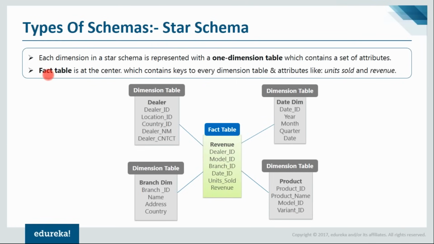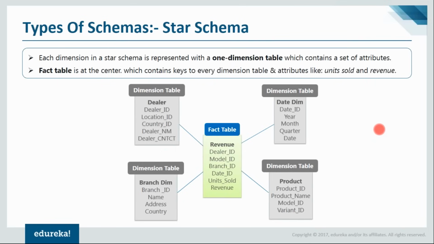And talking about the next point, a fact table is at the center, correct? So the fact table is at the center. It contains keys to every dimension table and attributes. All right. So it has the keys to every different dimension table, and it has attributes like units sold, and it has revenue as the other measure, correct? So that's the thing about the star schema.